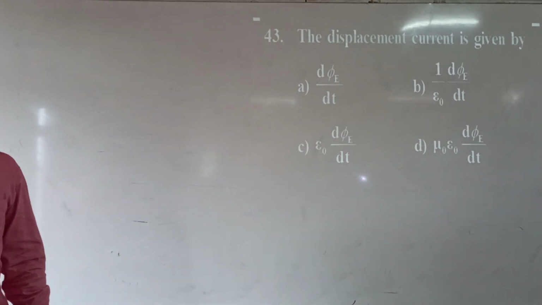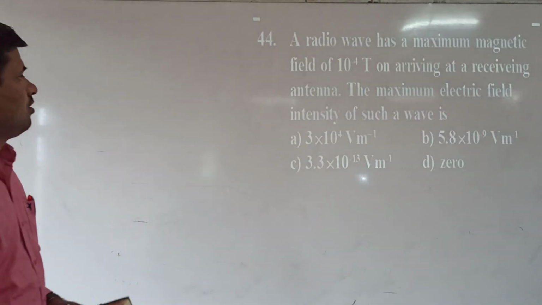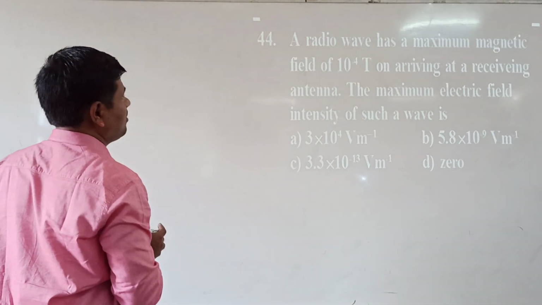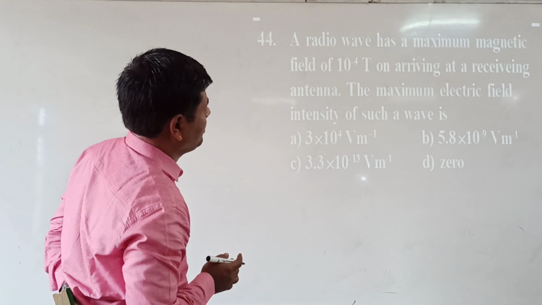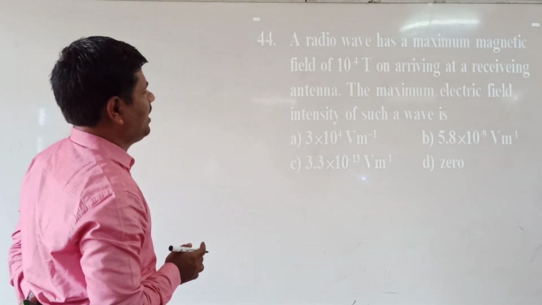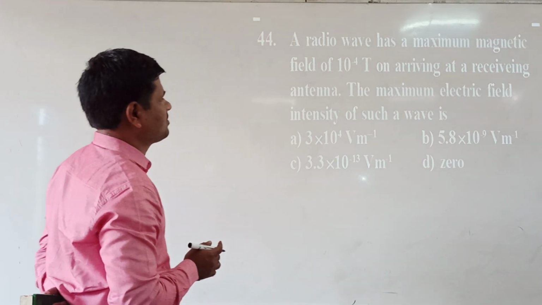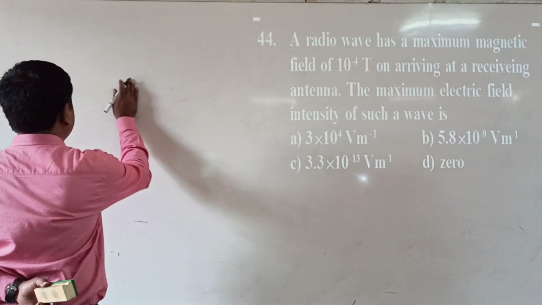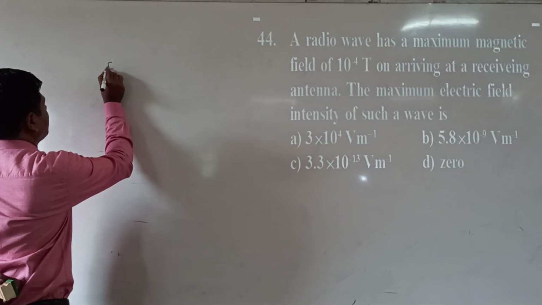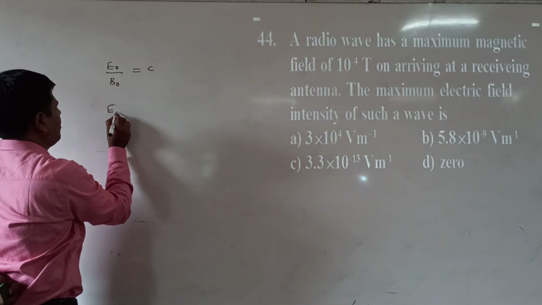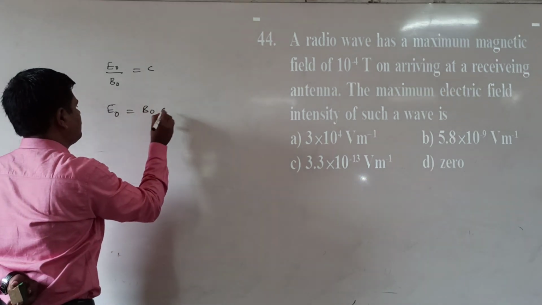Next, question number 44. The radio wave has a maximum magnetic field of 10 power of minus 4 Tesla. On receiving an antenna, what is the maximum electric field intensity of such a wave? Maximum electric field is asked. You know the relation E naught by B naught is equal to C. Now E naught is equal to B naught into C.